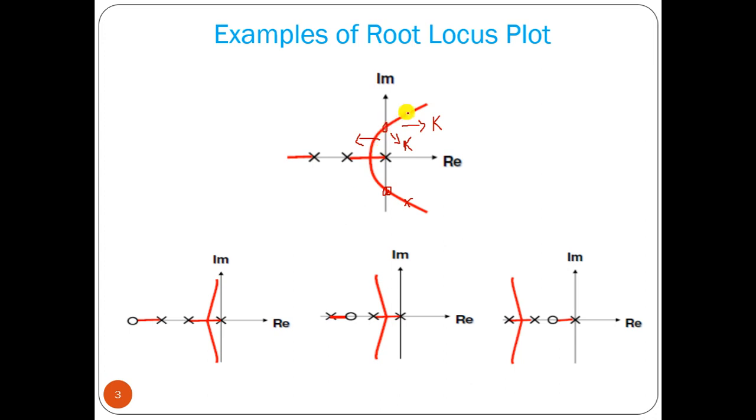And here this is a relatively stable system. Okay, so for a range of k, it will be stable. For a particular value of k, it will be marginally stable, and for a range of k, it will be unstable. But these are the examples from which we can say the system is absolutely stable, because this root locus path is not entering into the right half plane, so it is absolutely stable.